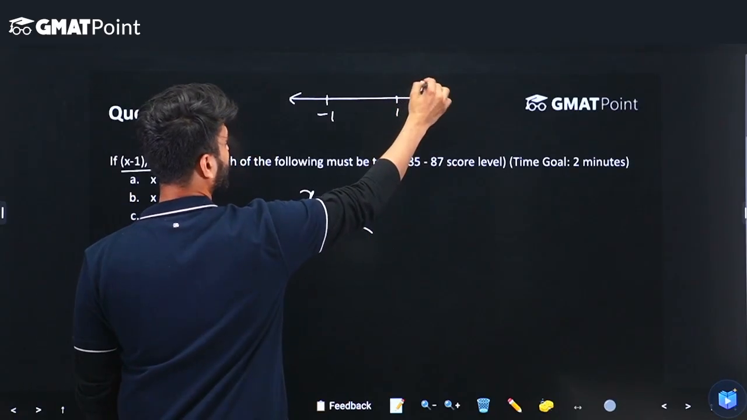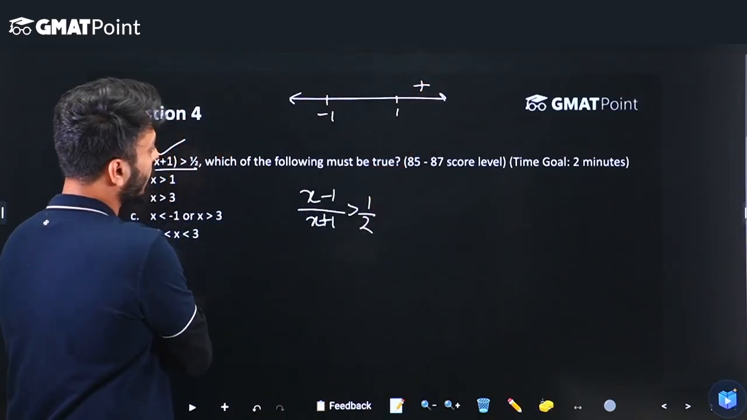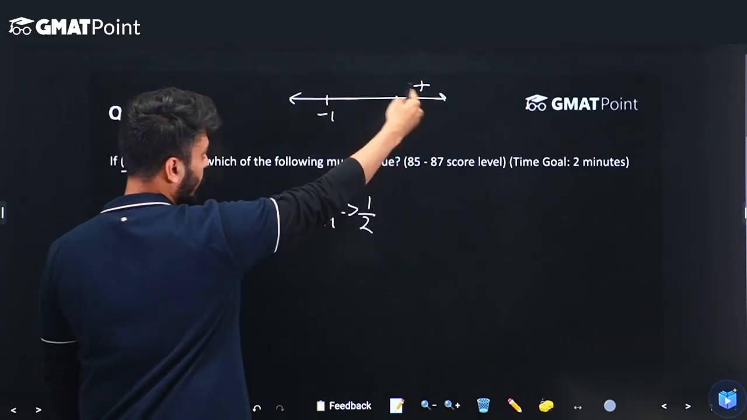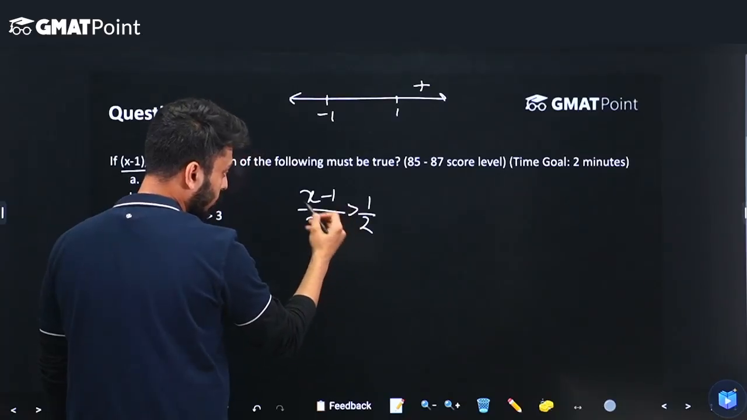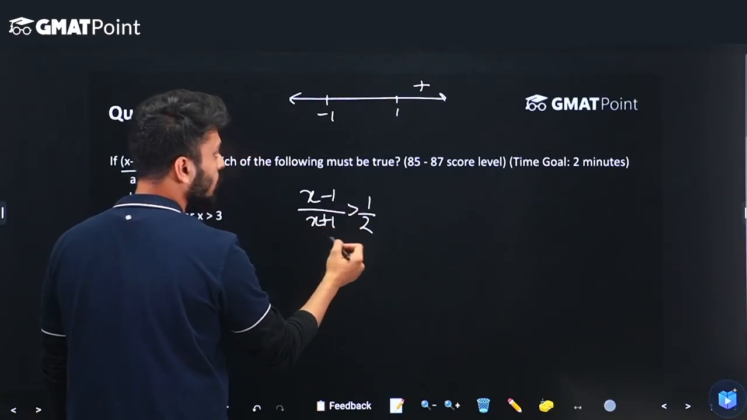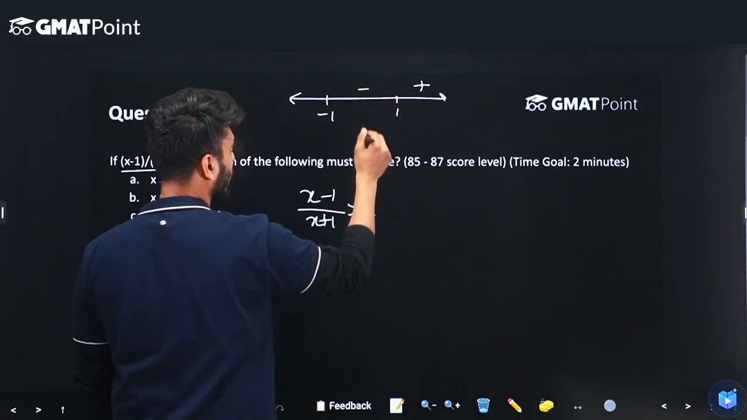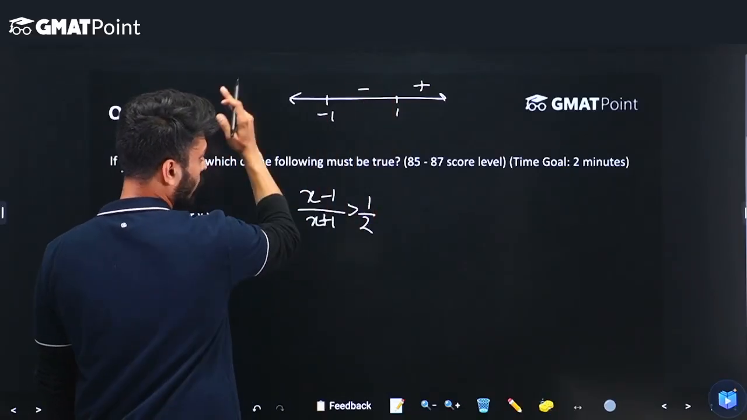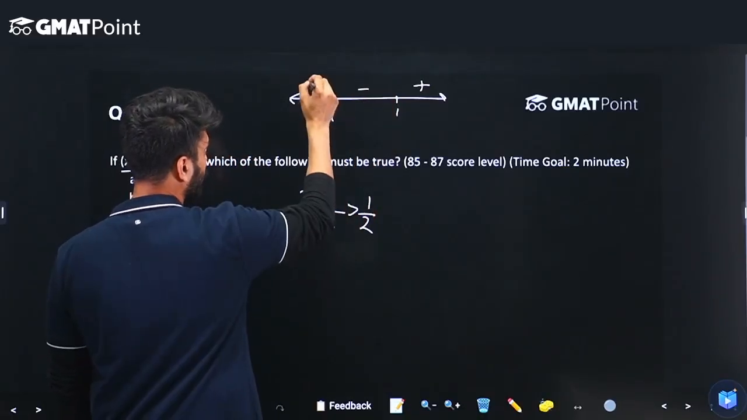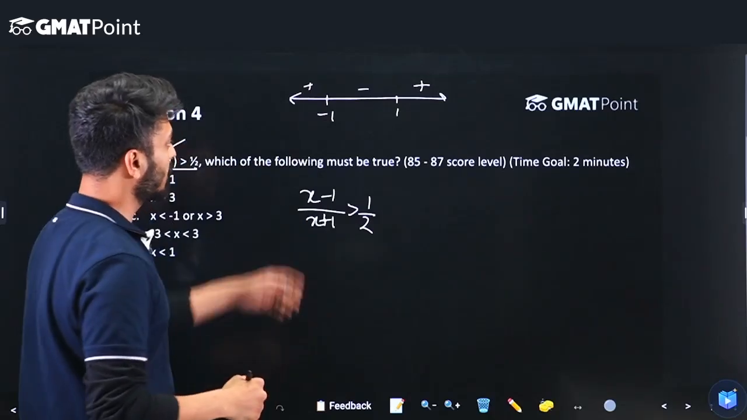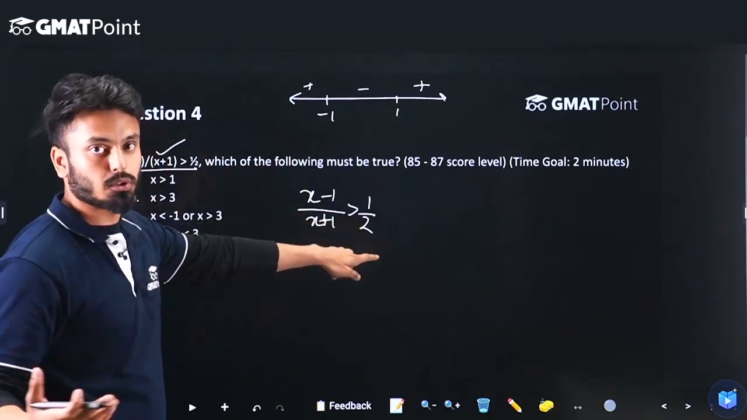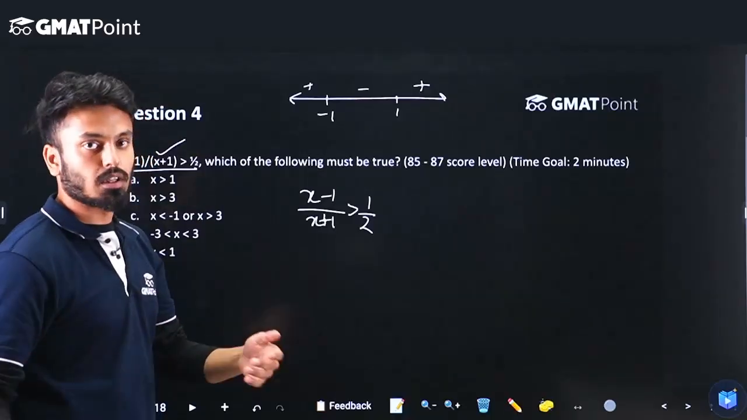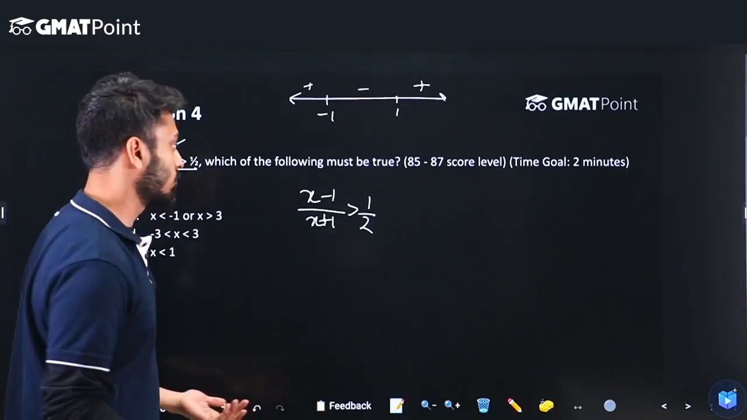So the whole function would be positive. For x between minus 1 and 1, this would be negative and this would be positive. So overall the function would be negative, and again on left of minus 1, both are negative, so this would be positive. So I can immediately see that since this needs to be greater than a half, it needs to at least be positive, right? It needs to be greater than half, so it definitely needs to be greater than 0.